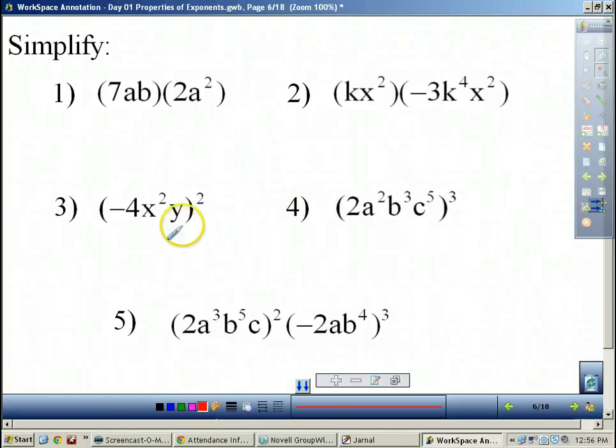All right, so my recommendation is do numbers first, then do each variable one by one. So I'm going to find out what 7 times 2 is. I'm going to do what a to the 1st times a to the 2nd is. So remember, if there's no exponent, it's automatically a 1. So this is 1a. There's 2 more here. Altogether you have 3. And then there's no other b here, so it just stays the same, b.